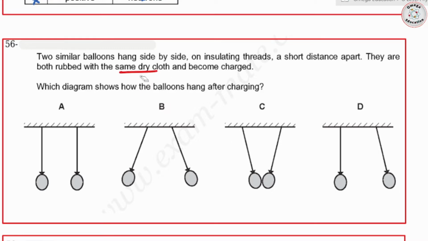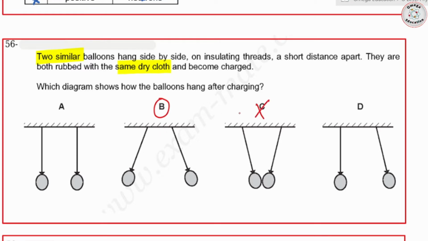So that implies that both the balloons must be getting the same charge. Why? First thing, because the balloons are similar, they're made up of the same stuff, and they are being rubbed with the same stuff as well. They are being rubbed with a dry cloth. So both the balloons would be getting the same charge with respect to each other. And if they have the same charge or like charge, they're going to repel each other. So in this case, if they're repelling each other, they would be pushed away from each other by the same force.